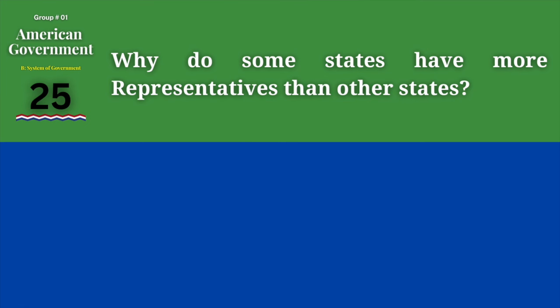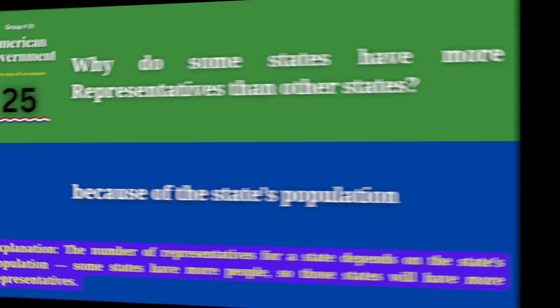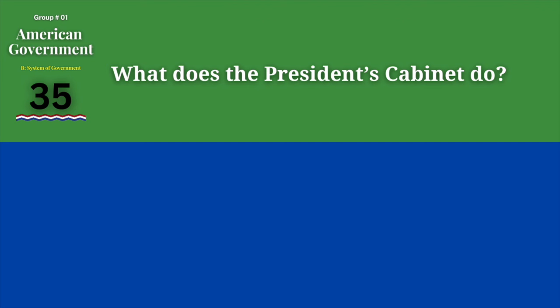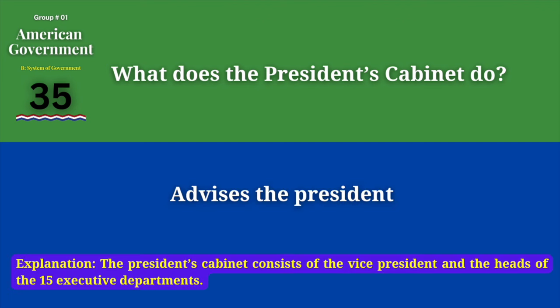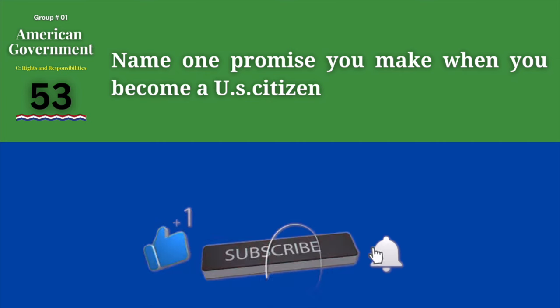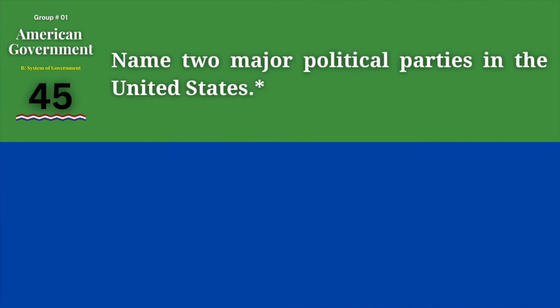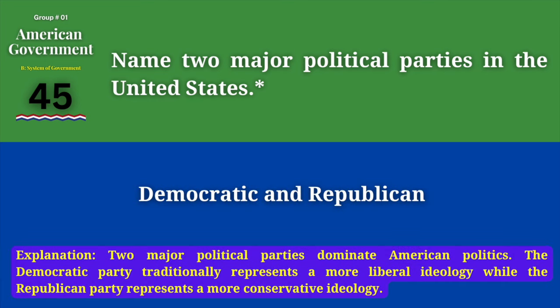Why do some states have more representatives than other states? Because of the state's population. What does the president's cabinet do? Advises the president. Name one promise you make when you become a U.S. citizen. Obey the laws of the United States. Name two major political parties in the United States. Democratic and Republican.